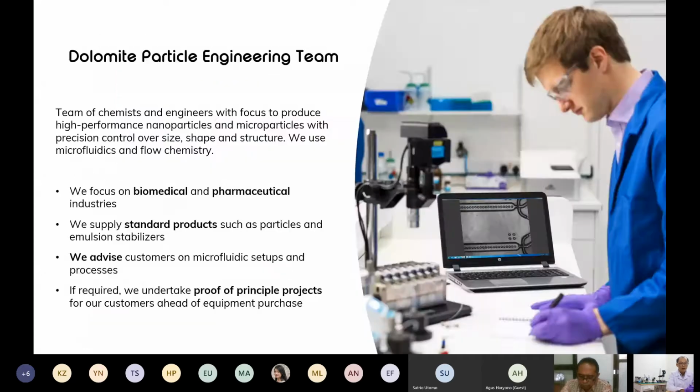The Dolomite Particle Engineering team is a team of chemists and engineers focused on producing high-performance nanoparticles and microparticles by using microfluidics and flow chemistry. We focus on the biomedical and pharmaceutical industries. We supply standard products such as particle and emulsion stabilizers. We also advise customers on microfluidic setup and processes. And if required, we also undertake proof of principle projects, for example, feasibility tests for our customers before making a decision to buy the product.